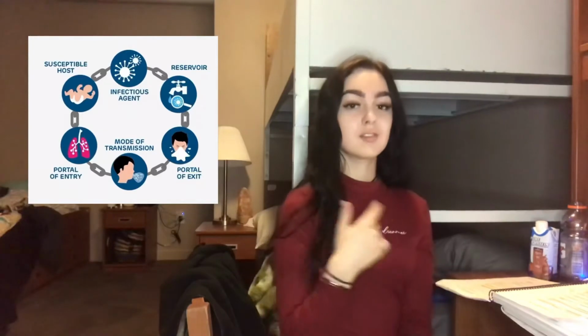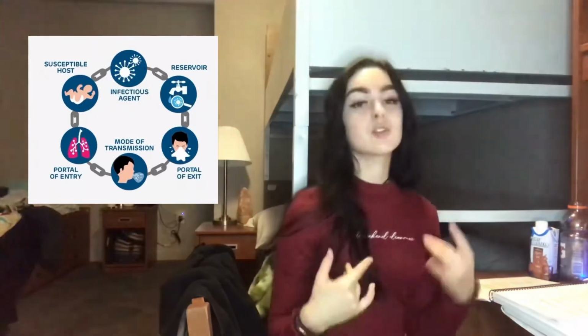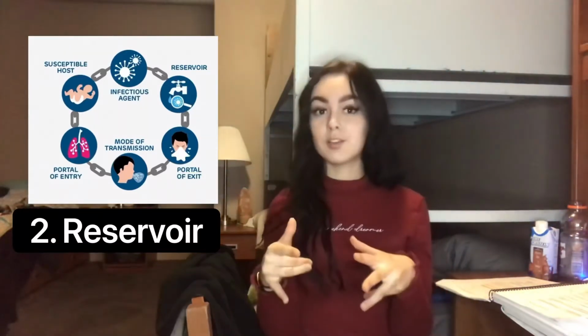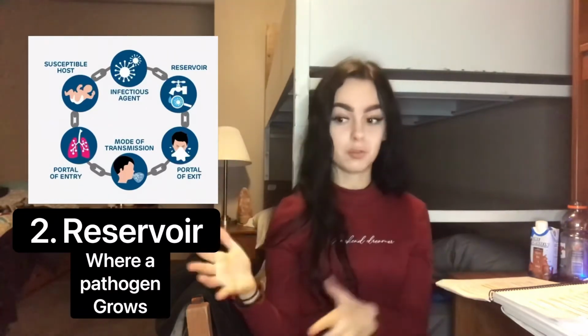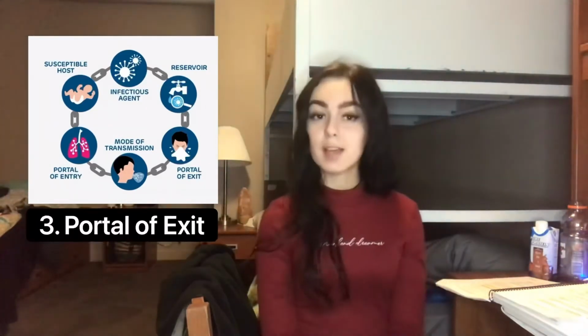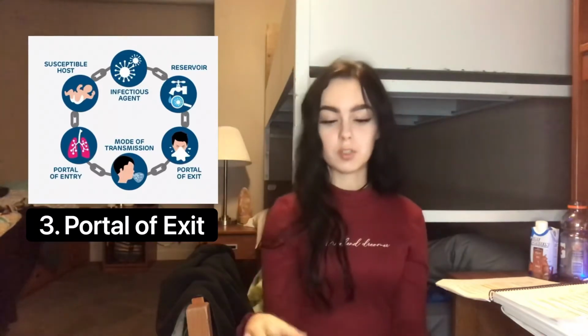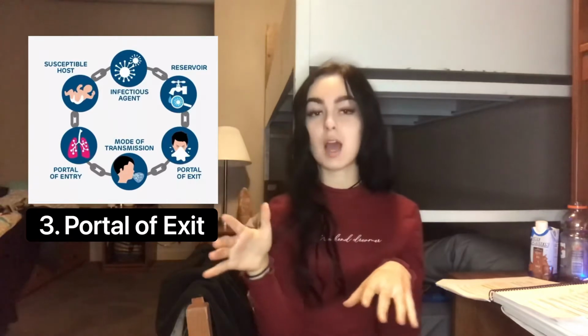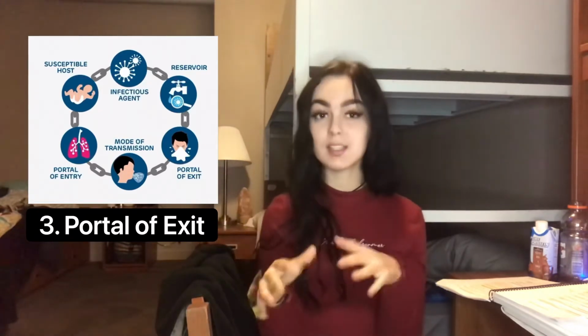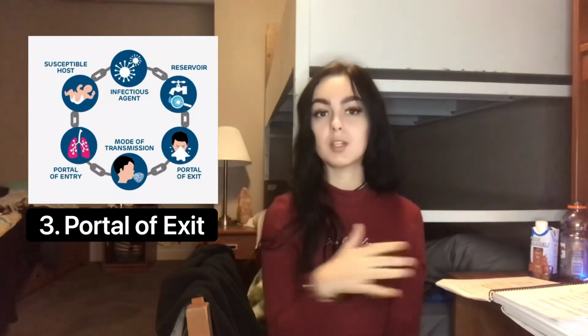So the next step in the chain of infection is the reservoir. A reservoir is a place where a pathogen grows, and that could be on a person, that could be on food. The next step is the portal of exit, and this is the exit route for these pathogens to escape and go on to other organisms. Now, any portal of exit can also be a portal of entry, so make sure to keep that in mind.